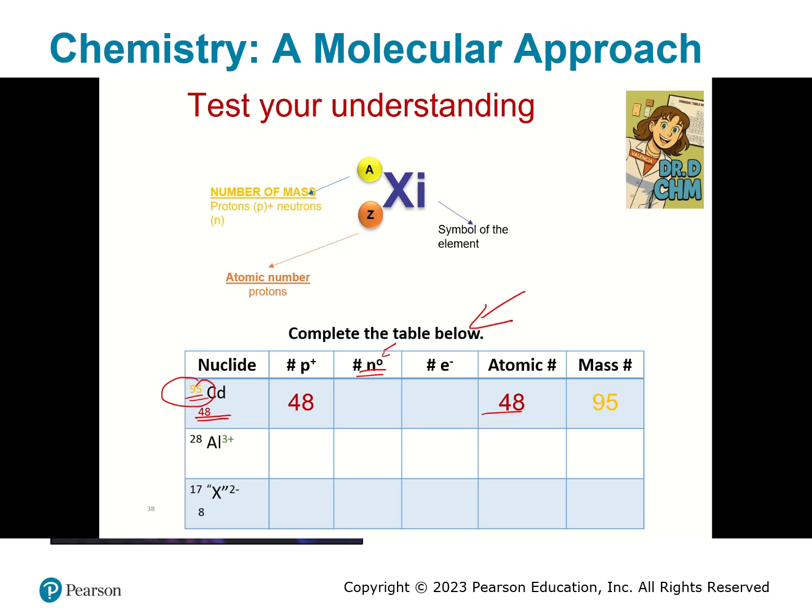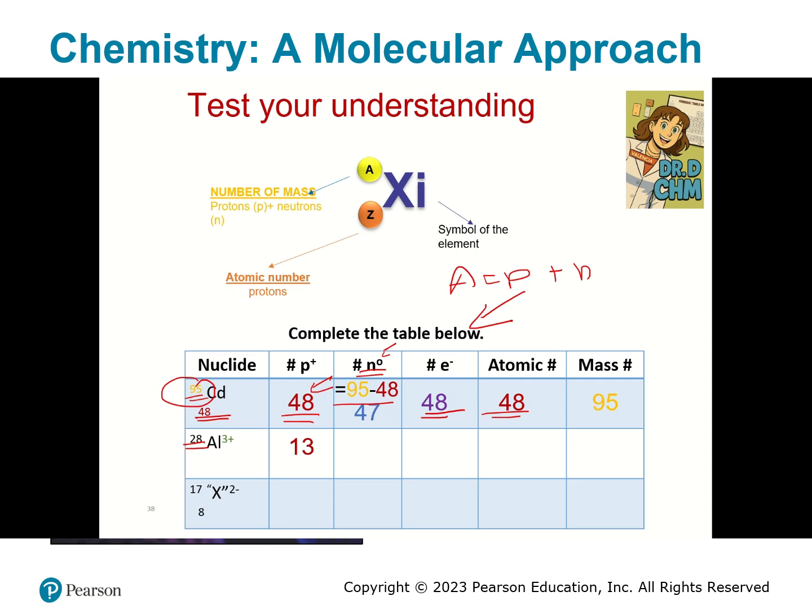So how I'm going to calculate this will be the mass, since the atomic number is the same as the protons, right? So it will be the mass minus the protons. Remember, protons plus neutrons, so we're going to have 47. Electrons, since I have no charge over here, is the same number as protons. Okay?